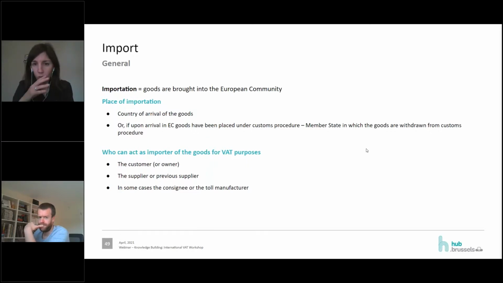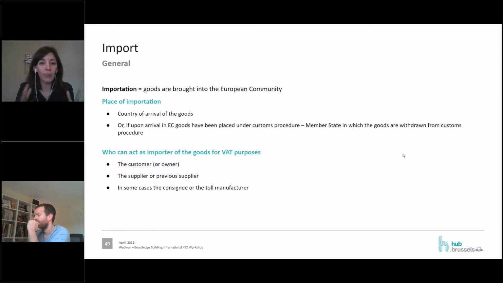We will deep dive into this a little bit later. And then the goods are moving to another EU country, still under this customs suspension regime, and they will be released for free circulation in France, for example. Then the place of importation from a VAT perspective will be France.